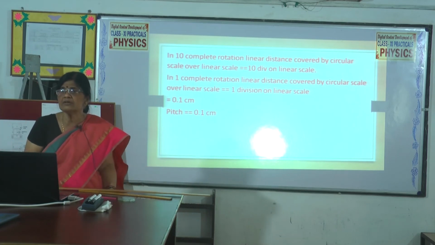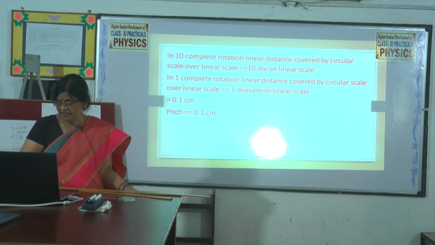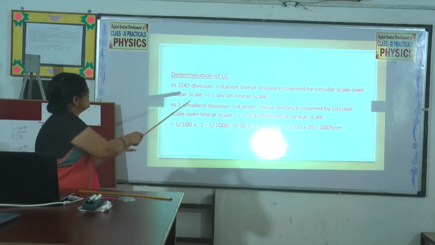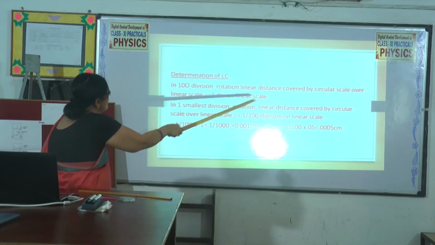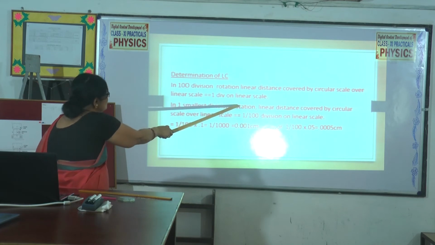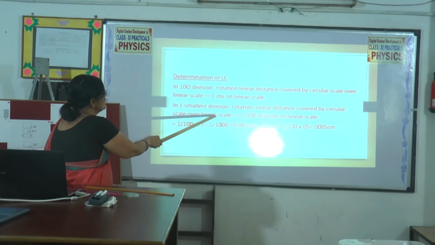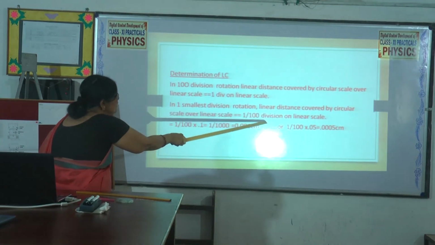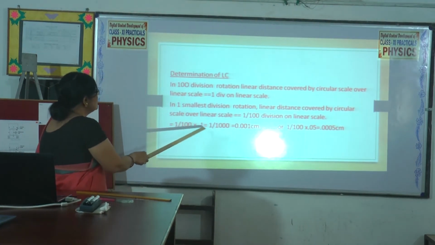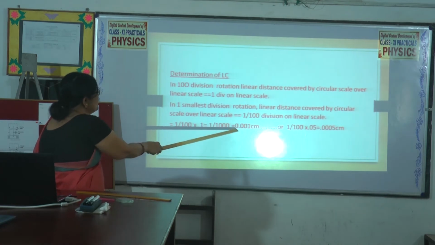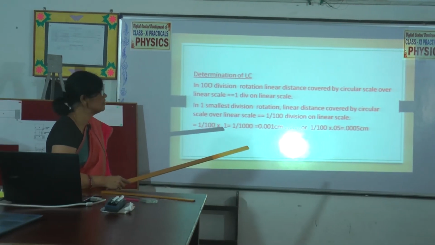And what is your least count? I told you, pitch divided by 100 divisions. I have written that also. In 100 divisions of rotation, the linear distance covered by the circular scale over the linear scale is 1 division. In one smallest division of rotation, the linear distance covered is 1 by 100 division of the linear scale. So that is 0.1 by 100, that is 0.001. That's how we get the least count.